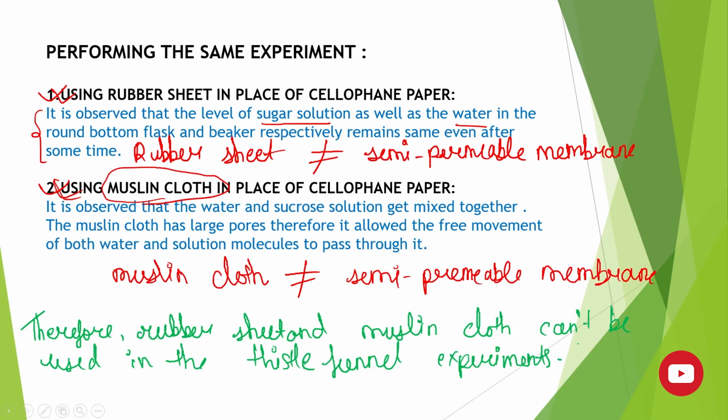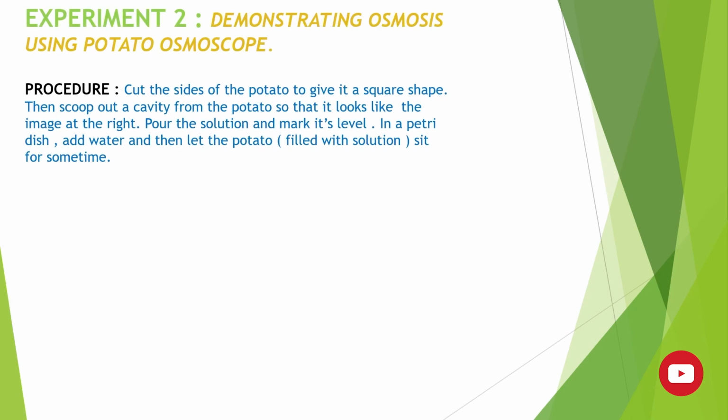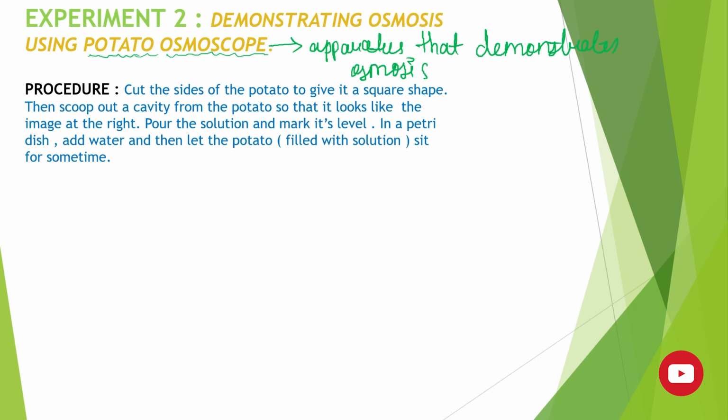Next, let us discuss quickly the second experiment. The second experiment is a very simple experiment. We are going to demonstrate osmosis using a potato osmoscope. Osmoscope, what is an osmoscope? An osmoscope refers to an apparatus that demonstrates osmosis. So any apparatus that demonstrates osmosis gets the name of osmoscope.